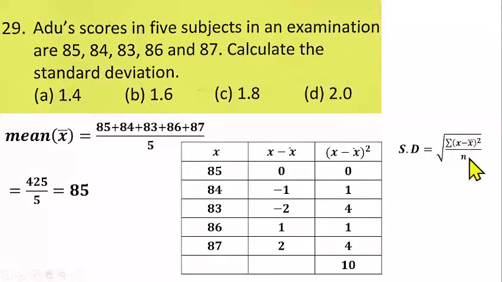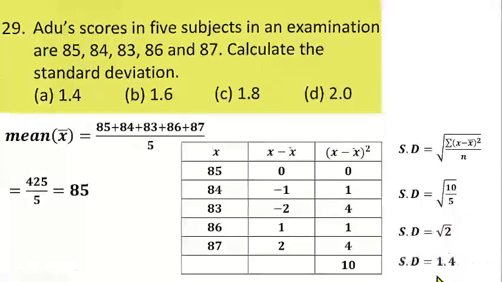Then from there now you have to square the deviation. Square x minus x bar squared. So that means you have 0 squared is 0, minus 1 squared is 1, minus 2 squared is 4, 1 squared is 1, 2 squared is 4. Then summation of that, you need to sum this together, that gives us 10. So that means you'll be having the standard deviation to be square root of 10 over n, where n is 5, because you have 5 data there. That should give us square root of 2, which is approximately 1.4, which is option A for question number 29.